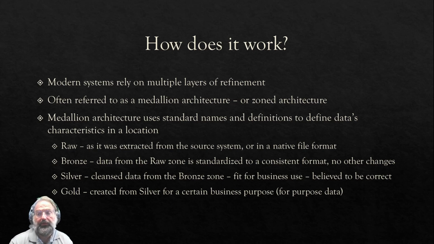Especially if you're dealing with something that truly does have a native file format, such as a CSV or a JSON file. But in raw, you've standardized it into the same data format so that it's more consistent to work with. And that's really all you're doing to it. And then silver takes things from the bronze zone, applies business rules to it, and removes any duplication. And it is at that point fit for use. It is believed to be correct.